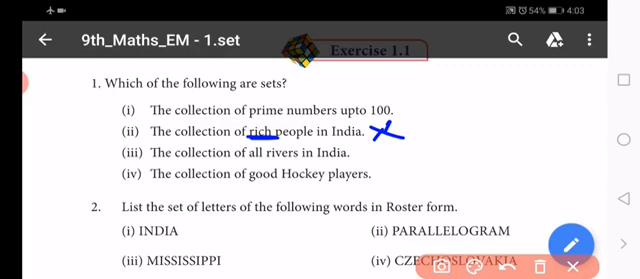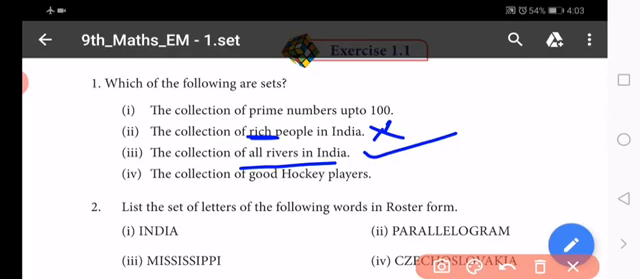And the third one, the collection of all rivers in India. We collect all the rivers' names in India. These are all well-defined objects. All rivers are well-defined objects. So the third one is a set.